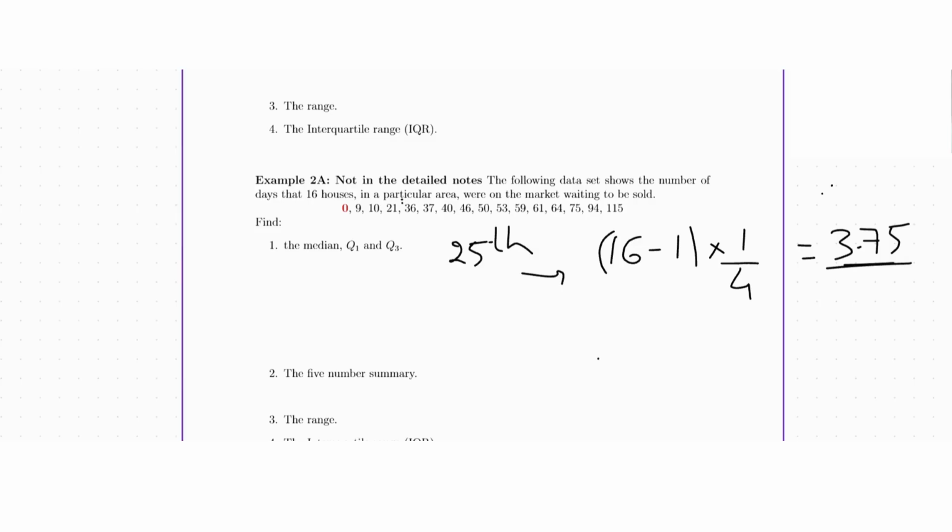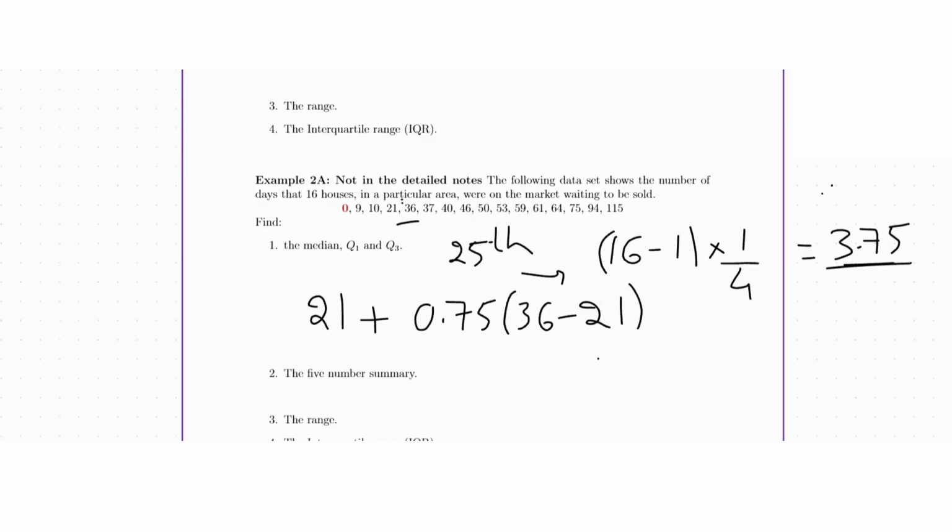So I'm doing 21 plus 0.75 times the difference between these two. So 36 minus 21. What do you get if you solve this? 15 times 0.75 is 11.25, plus 21. So I got 32.25. Yeah, that should be right. That's what you got, right?